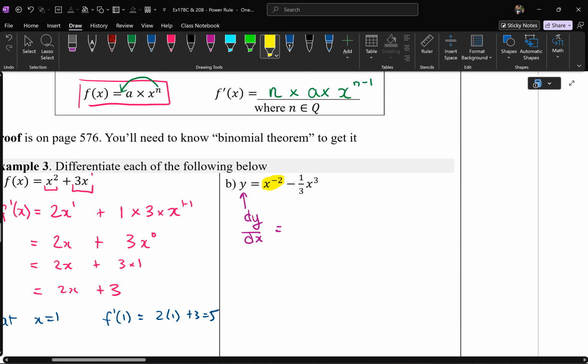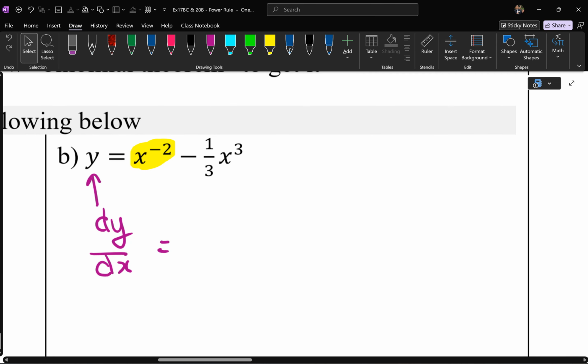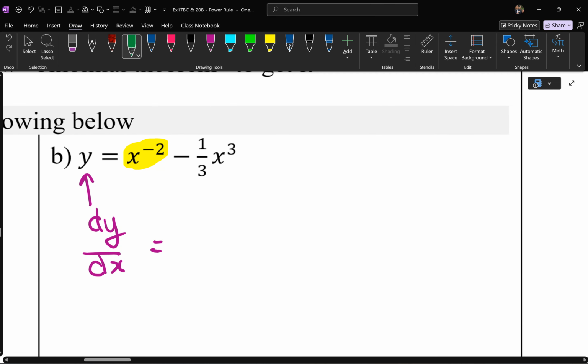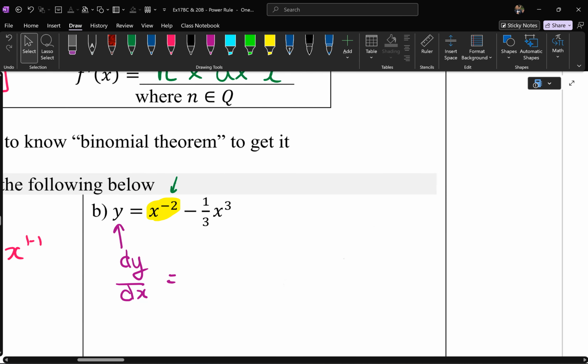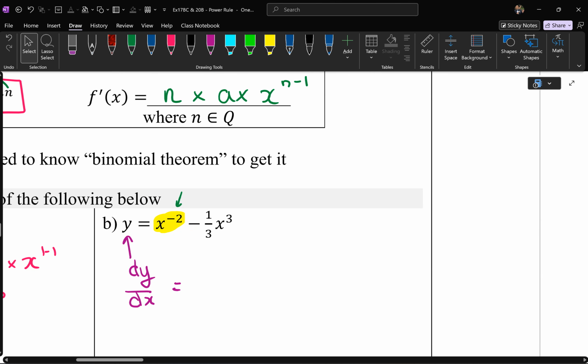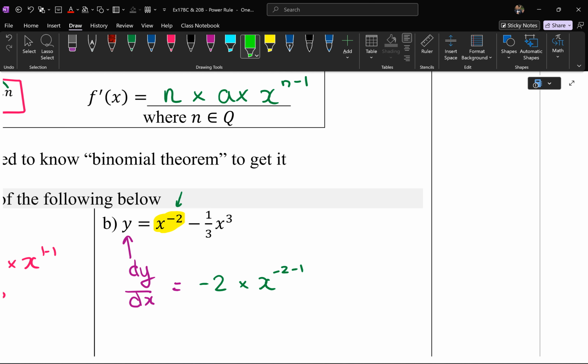X to the power of negative 2. What is n in this case? Can I please have Anthony? What's n for the first one? Minus 2. So again, according to the rule, let's look at the rule. N is minus 2. So I write minus 2. A, there's no number in front of x right now, so it's still 1. So times x to the power of negative 2 minus 1. That's for the first one. Let's do the second one. Artie. What's the power for the second one?